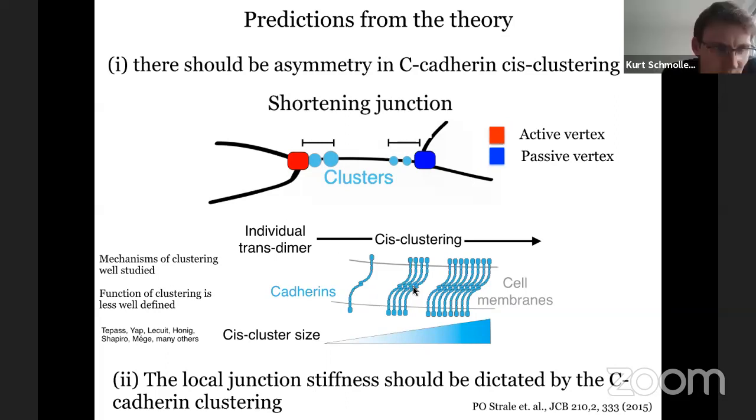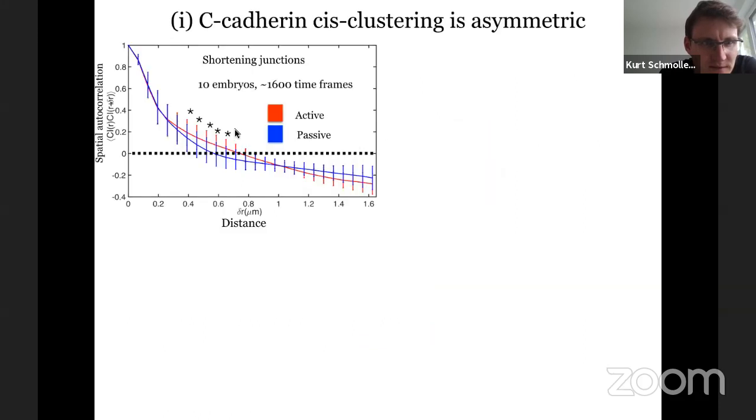Okay, so we have a few more questions in the chat. The first question is, is there a reason why the correlation function does not decay to 0? So the correlation function decays to 0 for both of them.